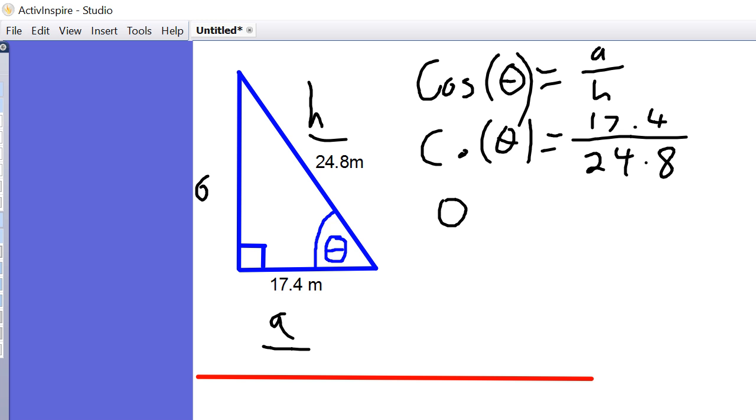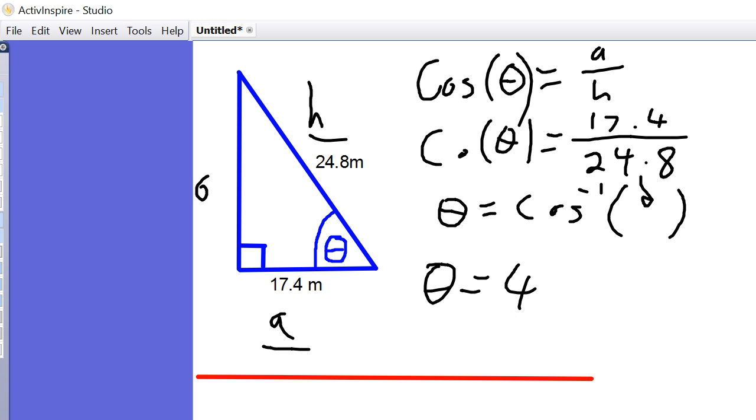I rearrange. Theta equals cos to the negative 1, and that angle goes in there. I'm not writing it out again. I grab my calculator, shift cos 17.4 on 24.8. There's my decimal answer, but I press degrees, minutes, seconds, and theta is 45 degrees. And this is actually 27 minutes. Sorry, I will have to explain this.